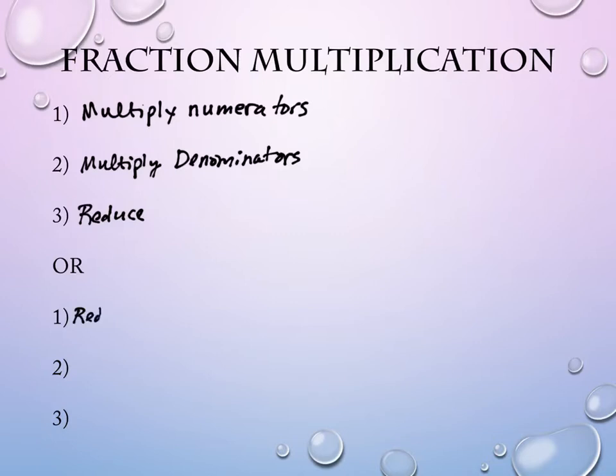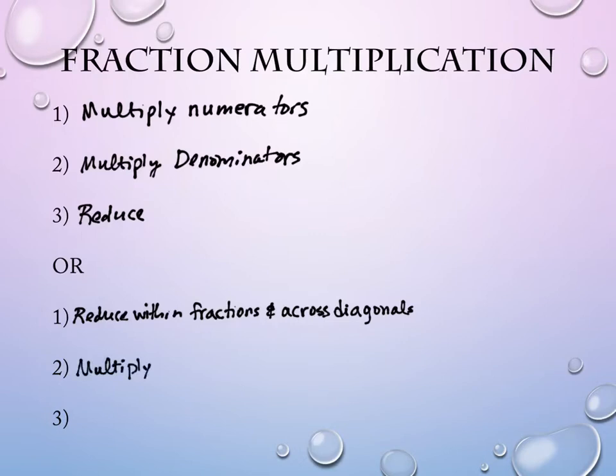We can reduce within fractions and across diagonals. And after we do the reducing, then we multiply numerators and we multiply denominators.